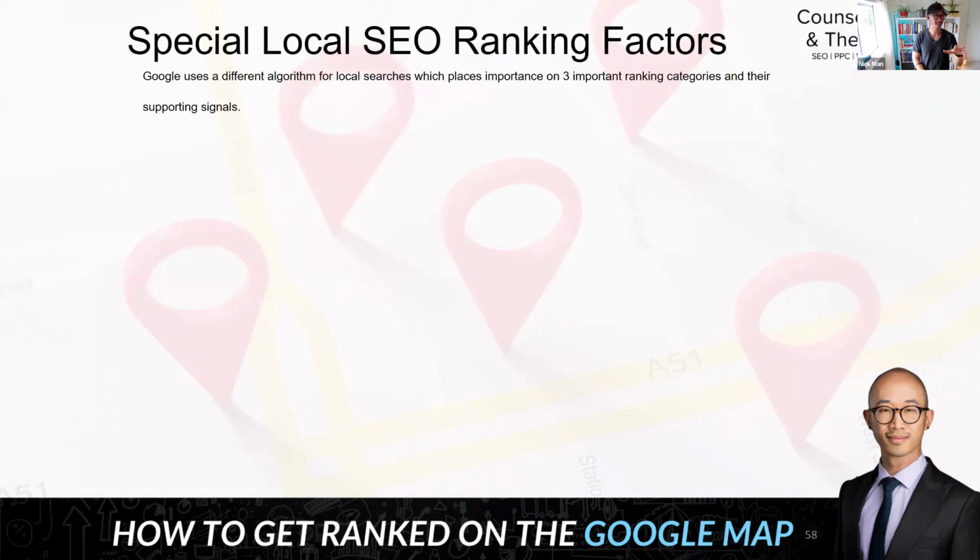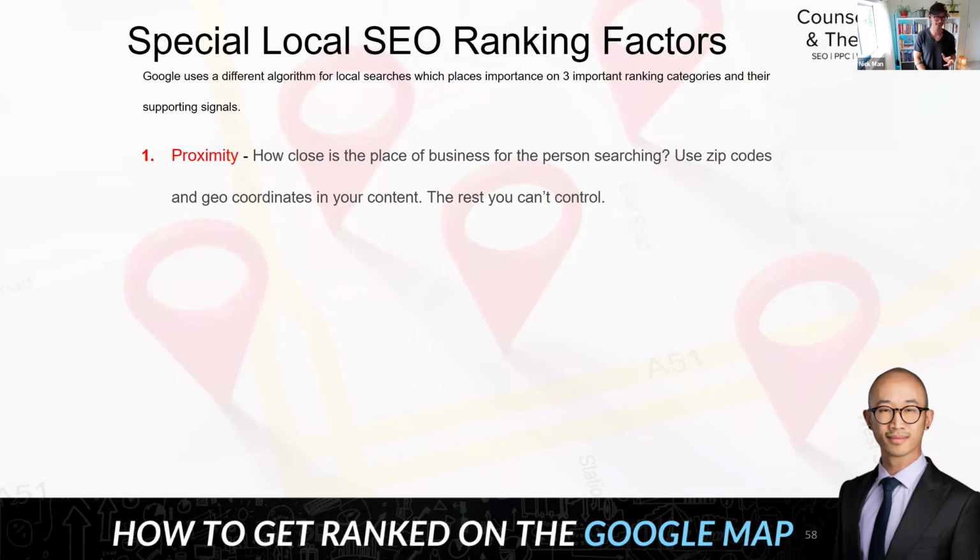So the last couple of things that I wanted to touch base with you guys about for the local SEO ranking factors, there's 3 things that Google looks at here. Number one, the reason why Google Maps came about in the first place is proximity. This is just helping people who are searching for someone local. How close is the business to the person who is searching? Google uses zip codes and geo coordinates in your content to figure out where you are and where that searcher is. And that's part of the algorithm for figuring out, should I show this business or should I show this other business?